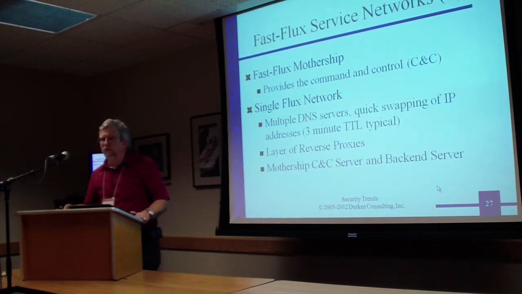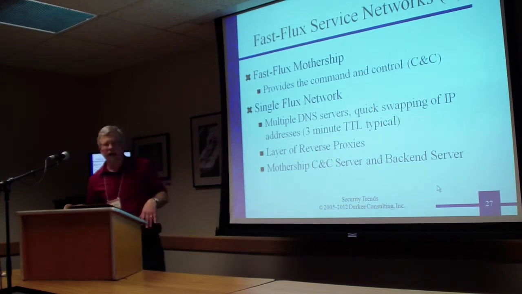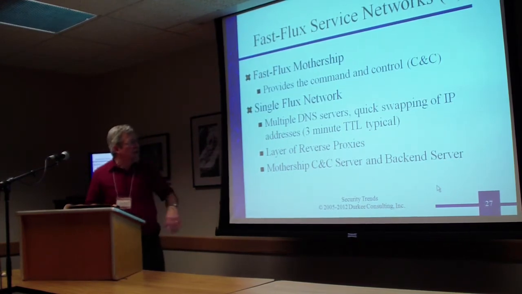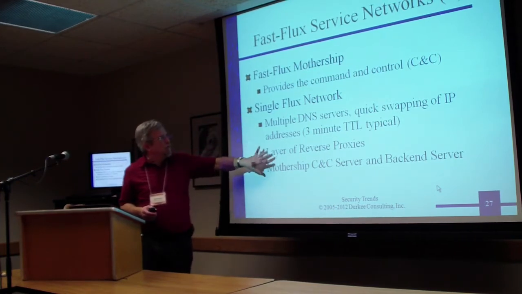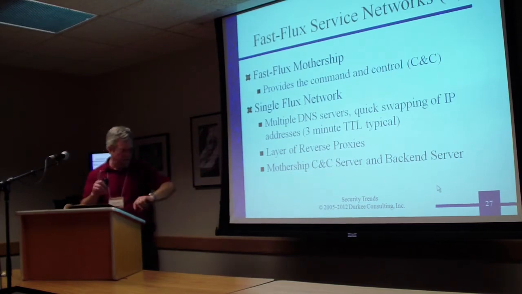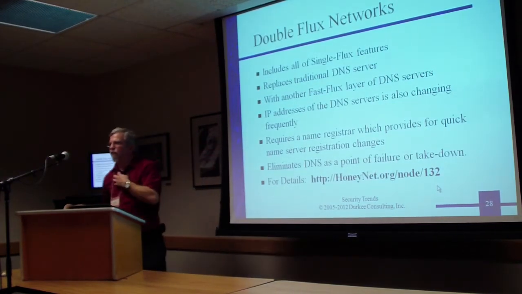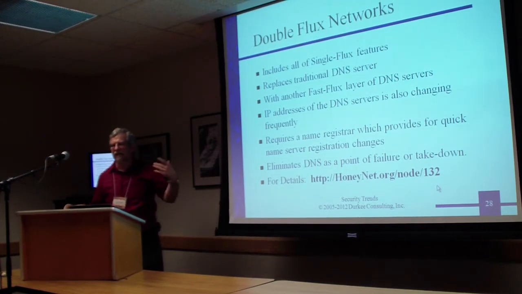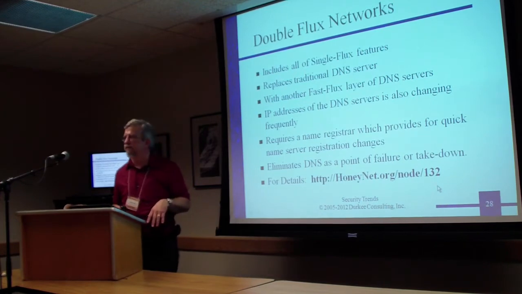So the good question is, well, let's think about this. Let's go take out the DNS servers, right? Because they're serving up these IP addresses. So the single flux network has just a few DNS servers that are doing that. But there's actually a double flux network that solves the problem of what about the DNS servers? That's kind of not a single point, but a narrow point of failure for the service.